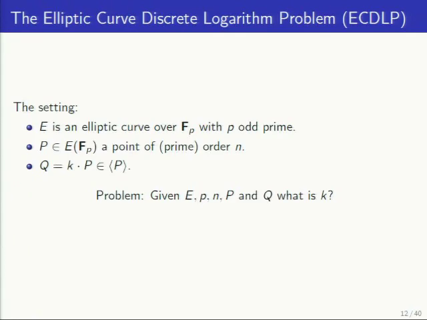This was joint work with Marcelo Caihara, Thorsten Kleinjung, Arjen Lenstra, and Peter. So what is our setting? We're given an elliptic curve E over a finite field F_p, where p is an odd prime. We're given a point P on this elliptic curve, and for now we will assume it has prime order n because we're doing crypto. And we're given another point Q, and we're told it's a multiple of this point P. And given all this, the question is, what is k? Find the integer k.